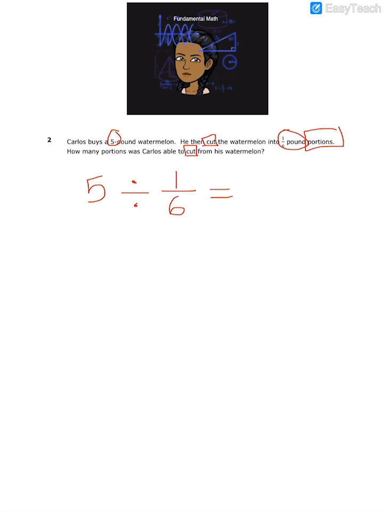And I tell my students, if you start with a whole number, that 5 is a whole number, you're going to end with a whole number. So algorithmically, I know that you guys probably learned this as keep, change, flip. You're taking that whole number, dividing it by a unit fraction, which means you're going to do the opposite, the inverse operation, which is multiplying your whole number times your denominator. And then keeping that as a whole number, because if you start with a whole, you're going to end with a whole. And 5 times 6 is 30. So how many portions was Carlos able to cut from his watermelon? It'll be 30 portions.